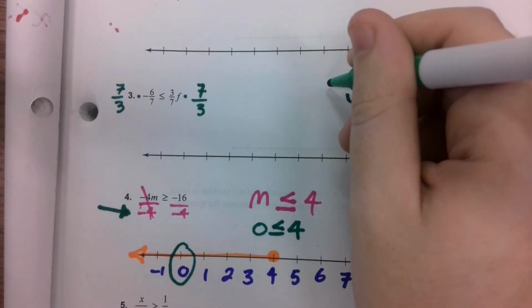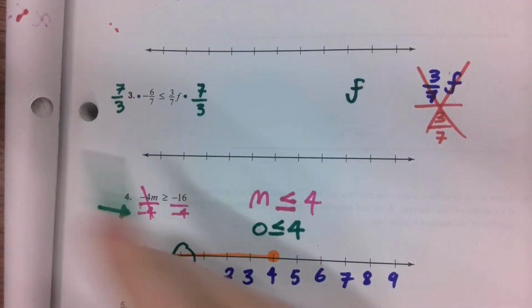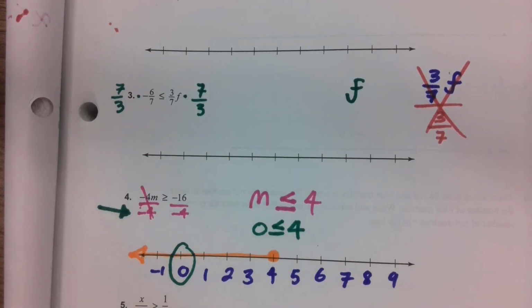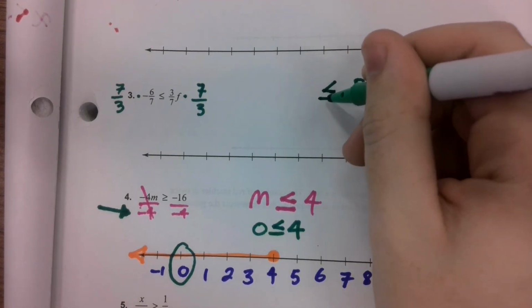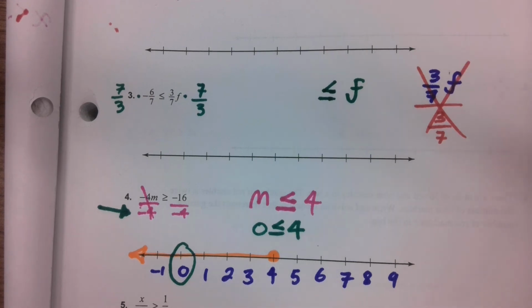That's why this works. Before we do anything, are we multiplying or dividing by a negative? No, 7/3 is positive. So we keep our symbol the way it is, just like we like it.